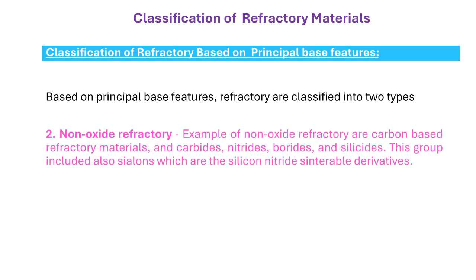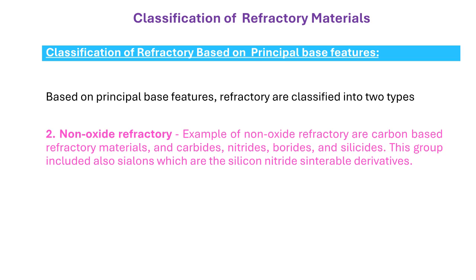The second major category of refractories is non-oxide refractories. These represent advanced materials designed for specialized, high-performance applications. Examples include carbon-based refractories, carbon and graphite materials used in reducing environments. Carbides, such as silicon carbide and other carbide compounds. Nitrides, including boron nitride, silicon nitride, and related compounds.